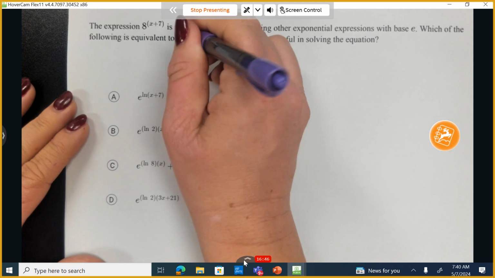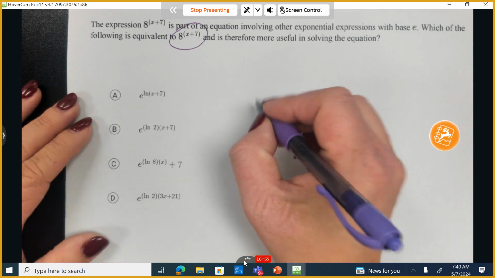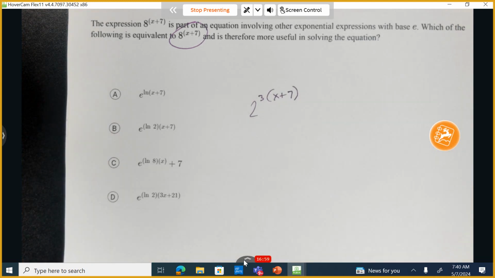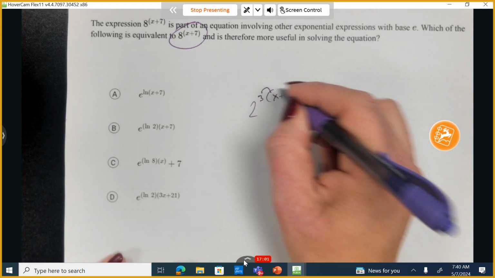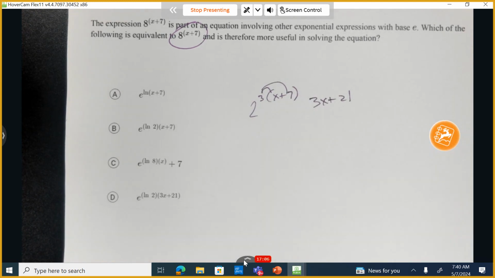Problem, I'm trying to find any correlation between this and any one of these. By the way, what's another way to write 8 in terms of exponentials? Nice job. So 2 to the third is equal to 8. Okay? And if I distribute through, what do I end up with? 3x plus 21. Which one do you think is the correct answer? Moving on.